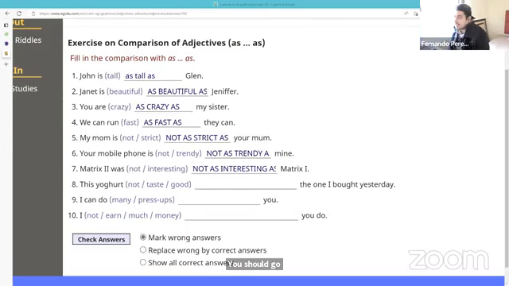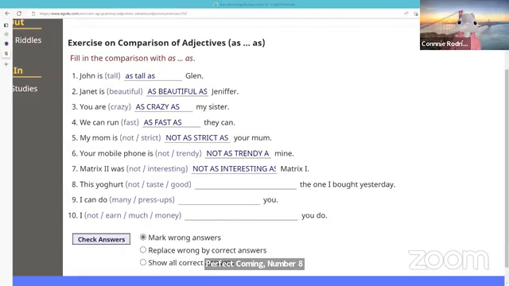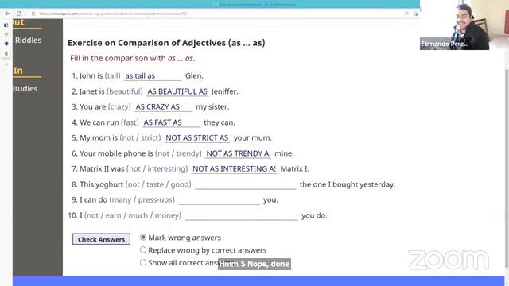Perfect. Connie, number 8. I have doubts with that one. This sugar doesn't takes... doesn't... as no done. Okay. Don't or doesn't.